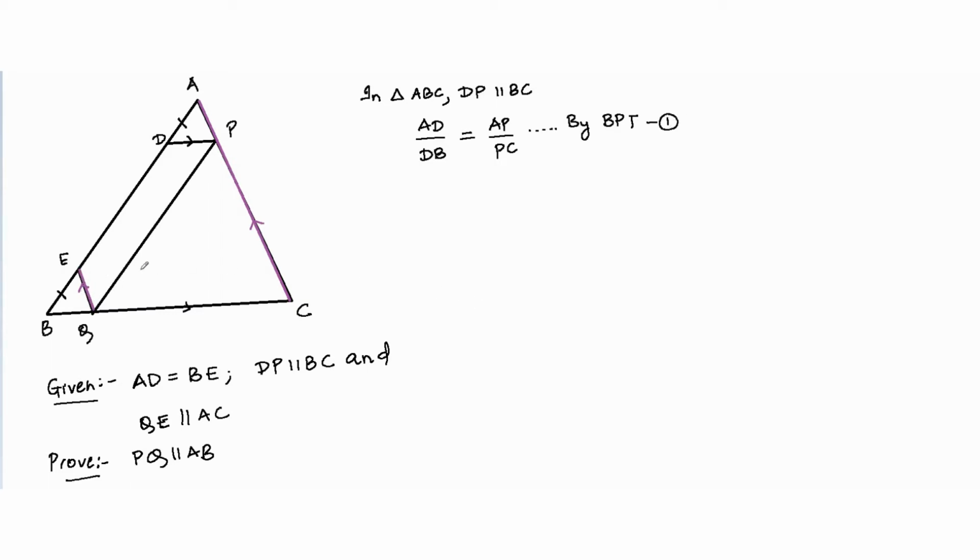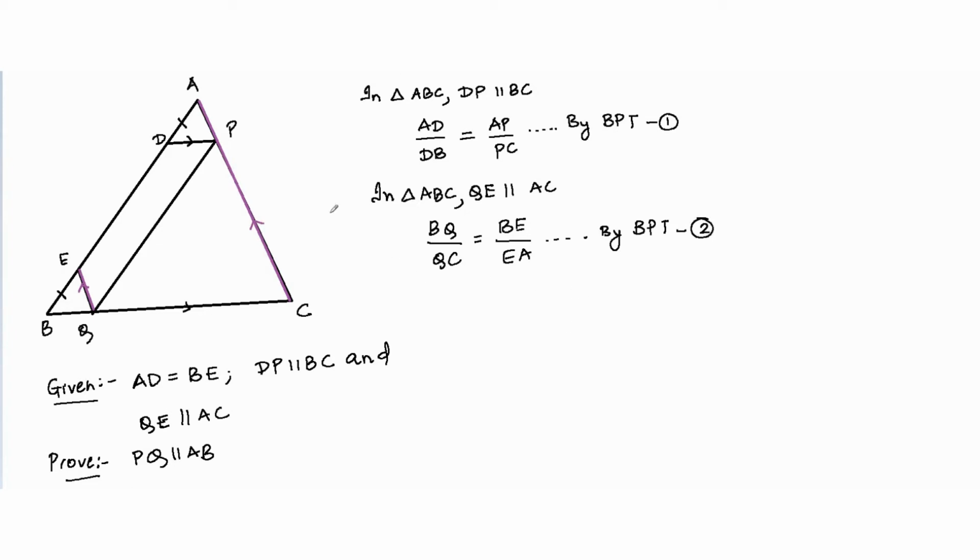Similarly, I know that QE is parallel to AC. So again in triangle ABC, I know that QE is parallel to AC, and therefore I can say BQ divided by QC is equal to BE divided by EA. Again, this is by BPT. This is by BPT, and this is the second equation.